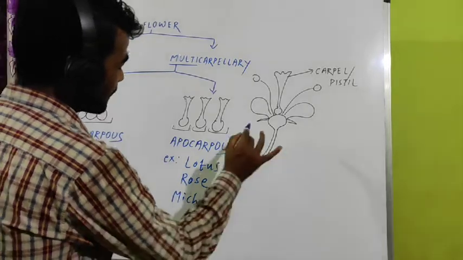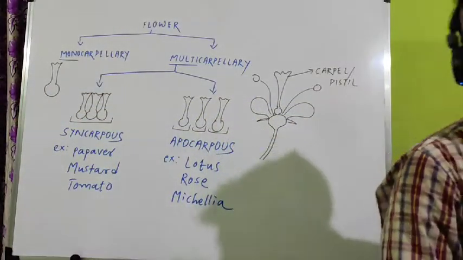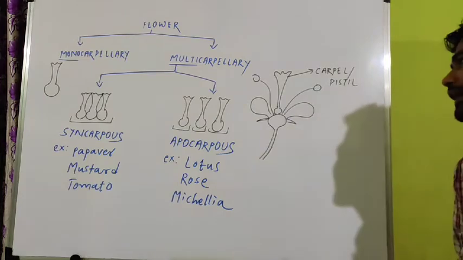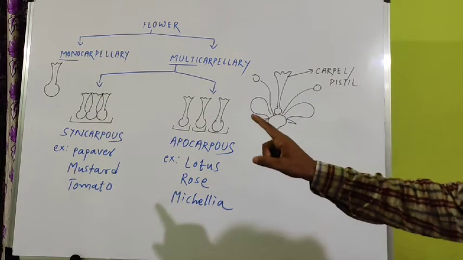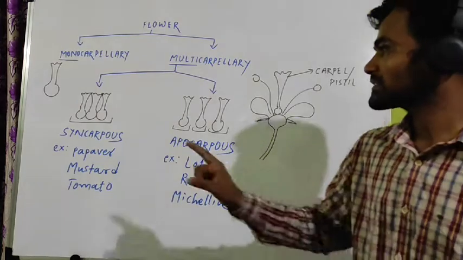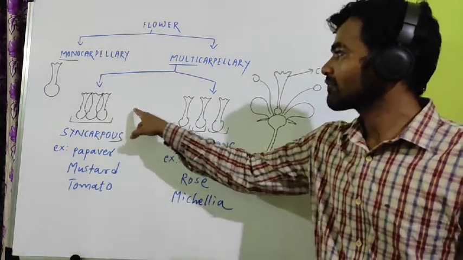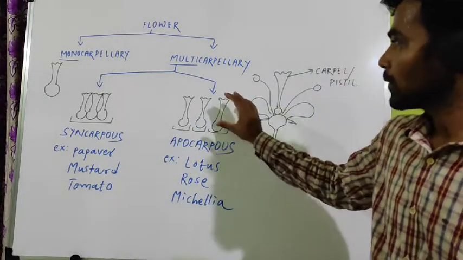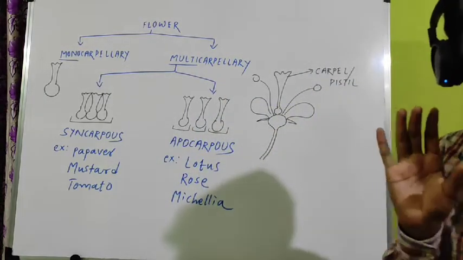These are examples of an apocarpous flower. So syncarpous and apocarpous, both conditions are complete. But very important is their definition. When the carpels are fused, that is called syncarpous. When the carpels are free, that is called apocarpous.